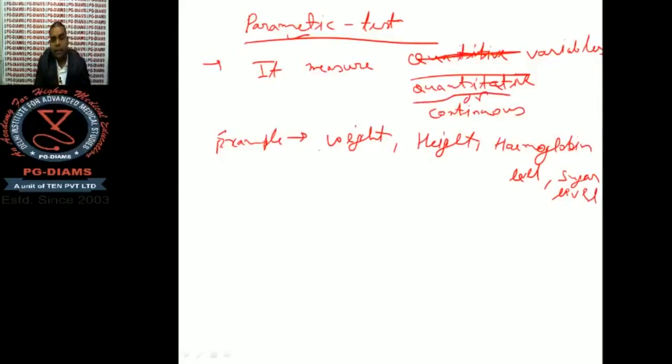quantitative variables. Why? Quantitative means the variable which can be quantified, which can be measured. See, weight can be measured, height can be measured, hemoglobin level can be measured, and sugar level can be measured. And there can be decimal points as well. Weight can be 80.2, 80.3 kg. It can be anything. Height can be 5 foot 6 inch, 5 foot 6.5 inch, anything. So these are all quantitative variables on which we perform parametric tests.